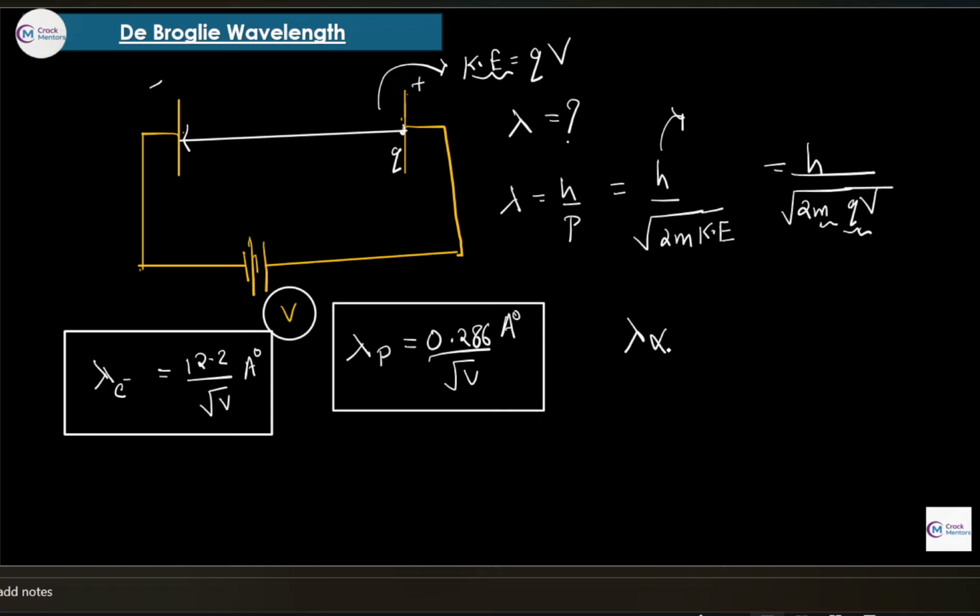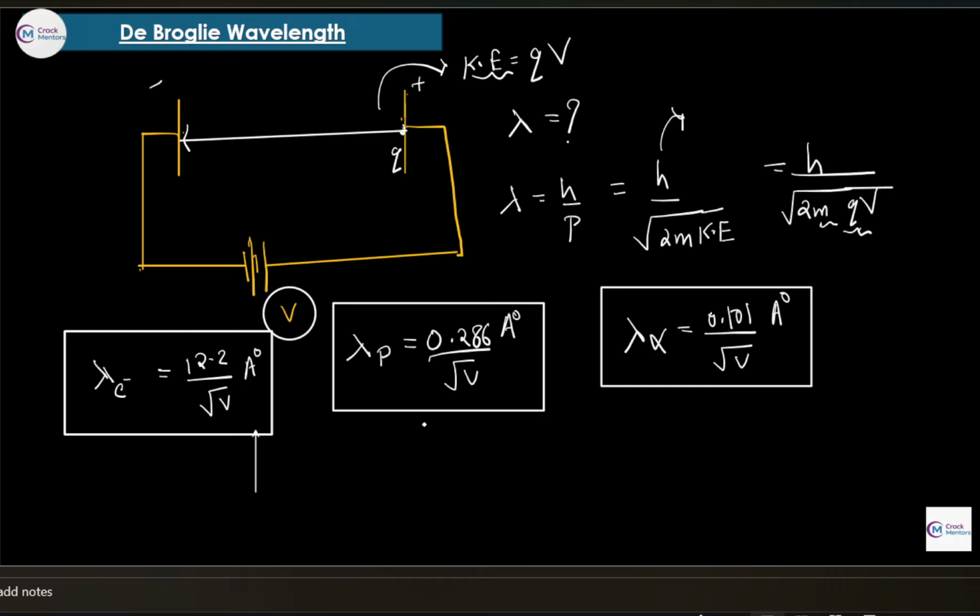If I am talking about alpha, then it is equal to 0.101 upon under root V angstrom. This is the value of lambda that we have. You can remember all these values. Why do they play a very important role?